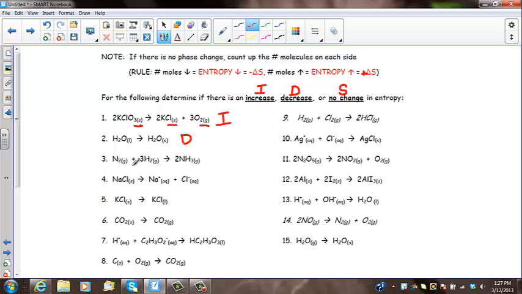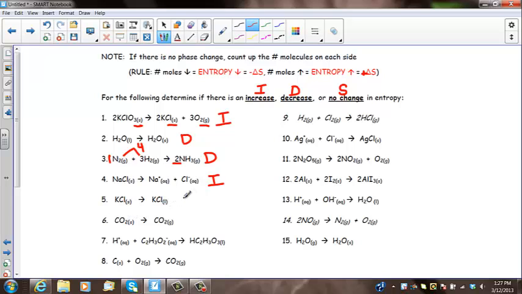In 3, you have an all-gas system, so we need to look at the number of moles of gas. You have 1 mole of N2, 3 moles of H2, which gives us a total of 4 moles versus 2 moles. So I have more moles of gas going to less moles of gas, so my entropy is decreasing. Here I'm going from solid to aqueous. We know that aqueous is more disordered, so this is an increase.